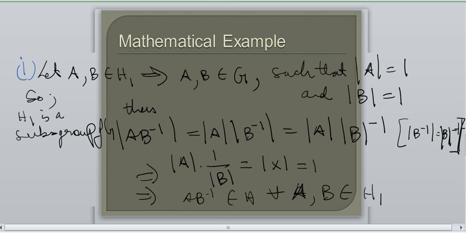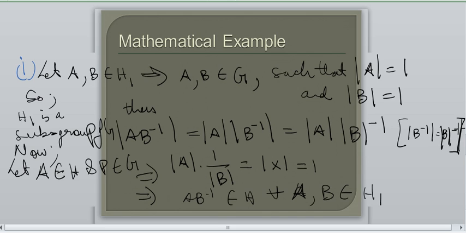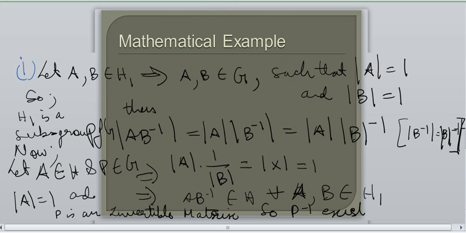Now let's take A only. Let A belong to H1, and say P belongs to G. Then the determinant of A is equal to 1, we already know, and P is an invertible matrix. So P inverse exists, isn't it?